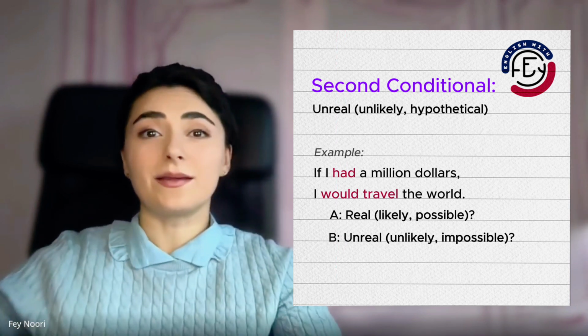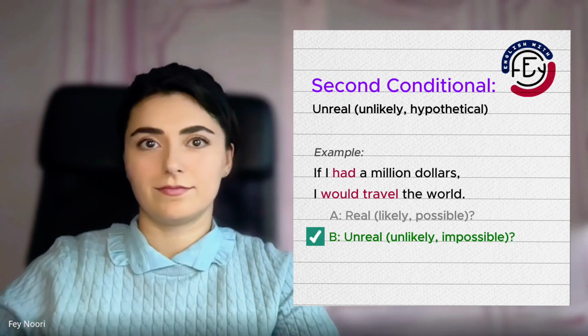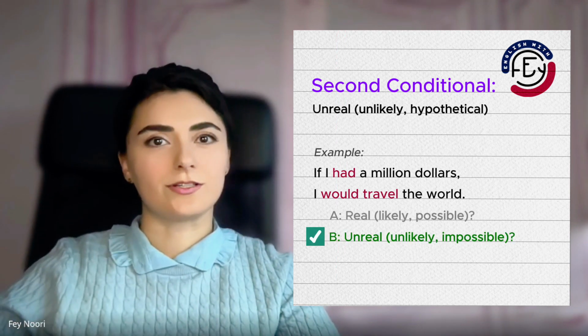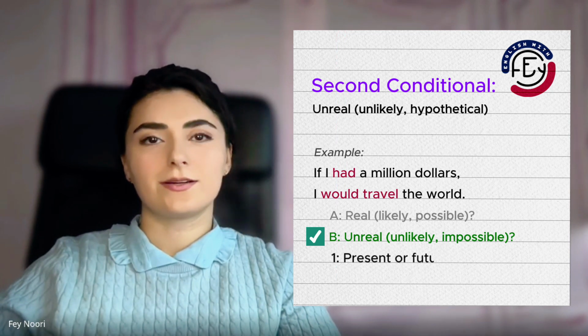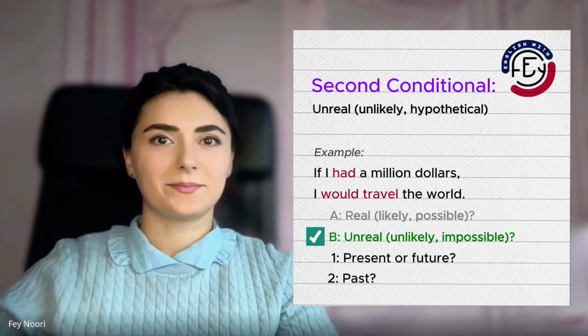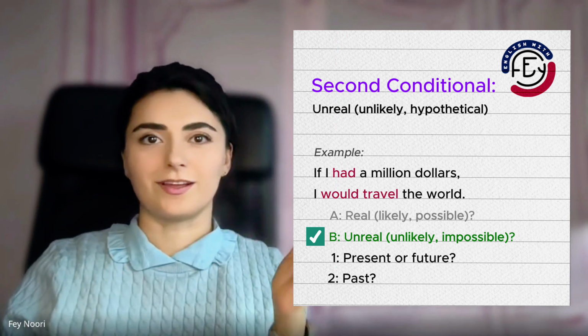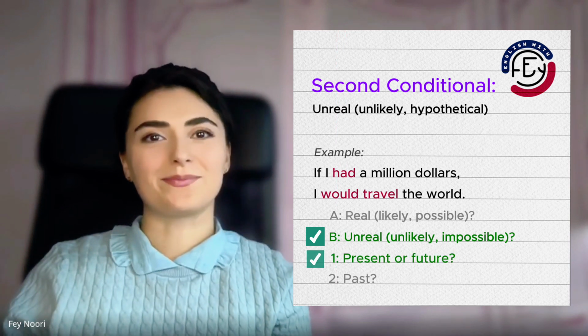Exactly. If I had $1 million, I would travel the world. It's unreal. So I can't travel the world. Which brings us to the second question. Are we talking about the present or the past? If I had $1 million, I would book my flight right now. I would start traveling the world right now. So it's about the present.